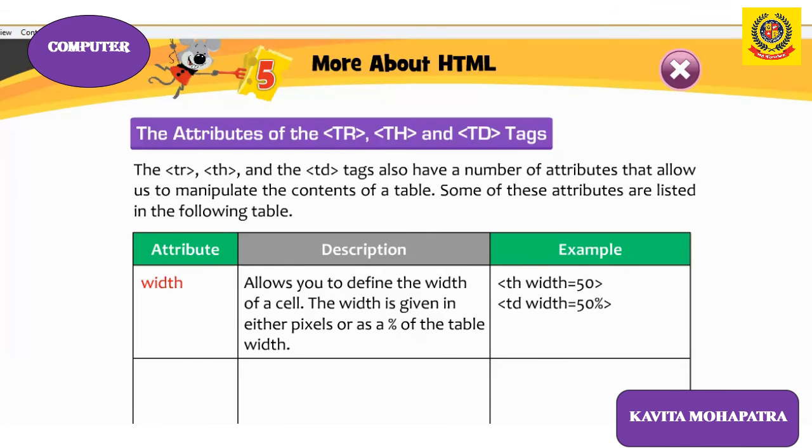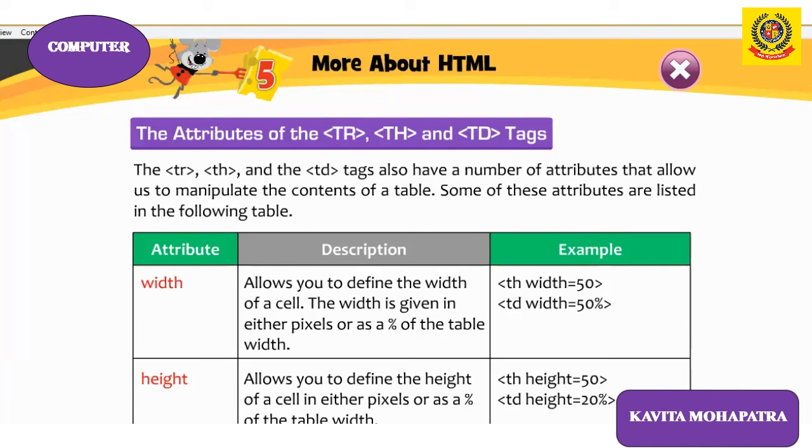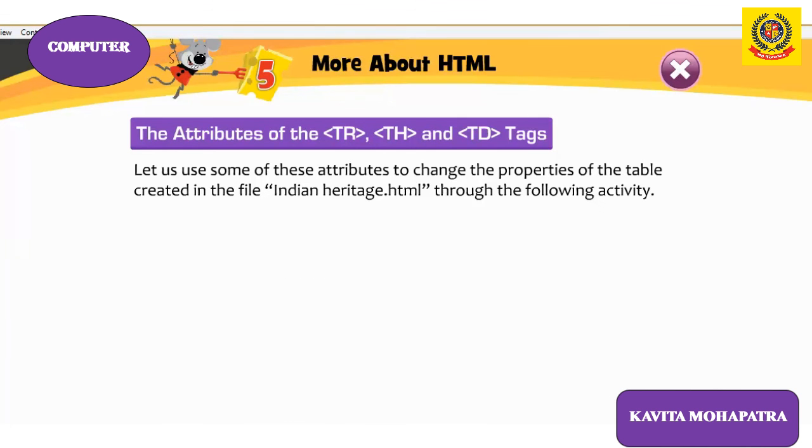Width allows you to define the width of a cell. The width is given in either pixels or as a percentage of the table width. th width equal to 50 or td width equal to 50%. Height allows you to define the height of a cell either in pixels or as a percentage of the table. th height equal to 50 and td height equal to 20%. You can give the width and height.